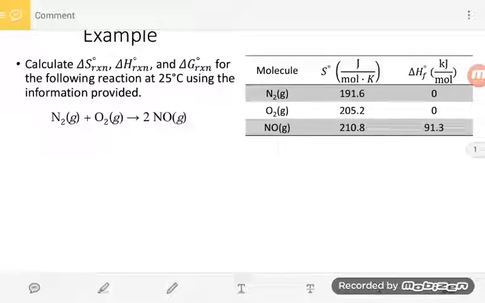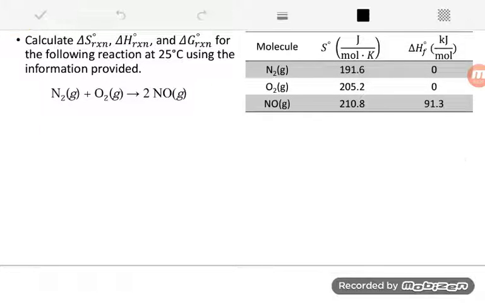So let's look at an example. Calculate delta S, delta H, and delta G for the following reaction using the information provided. So we usually get this nice little table, and we get a chemical reaction here. So we say, all right, we'll start with delta S. So we'll be using this column right here. And I always just abbreviate this equation with delta S equals products minus reactants. This is how I write all of them. I'm going to add up the stuff for the products, add up the stuff for the reactants, and then I'll subtract.